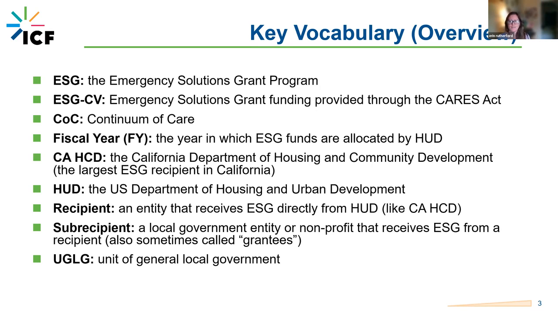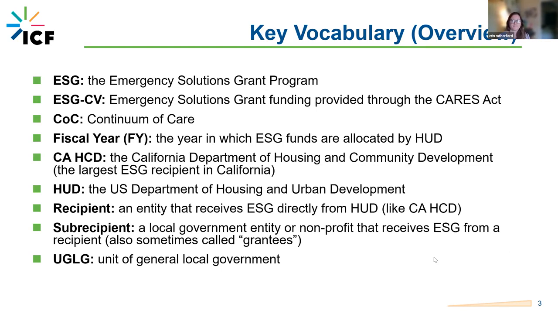We also have HUD, which is the US Department of Housing and Urban Development, the entity that funds ESG. We have recipient, which is an entity that receives ESG directly from HUD, such as California HCD. The subrecipient, as I mentioned, is a local government entity or a nonprofit that gets ESG funding from the recipient. Sometimes these are referred to as grantees. And then lastly, we have what's probably my least favorite acronym, UGLG, a unit of general local government. Next slide.